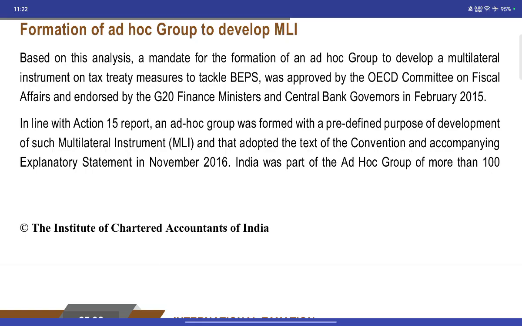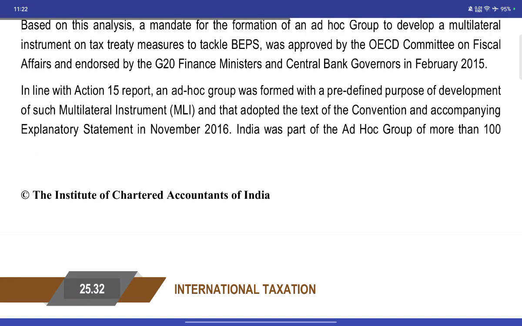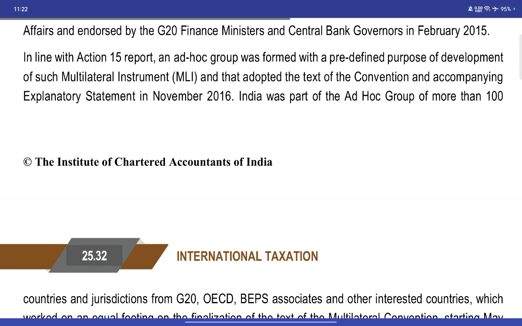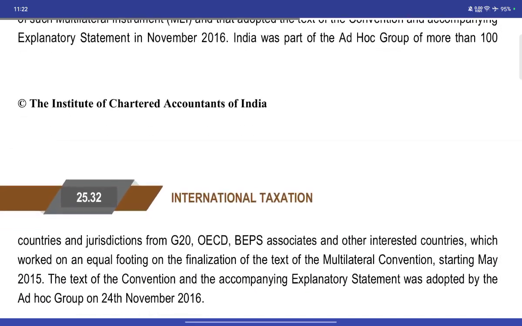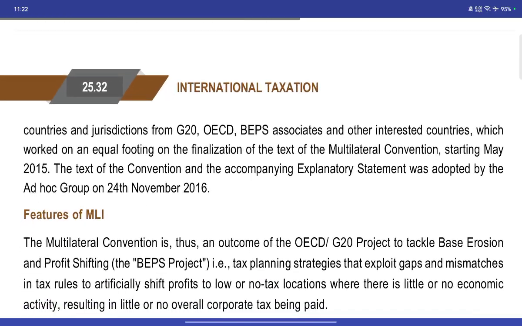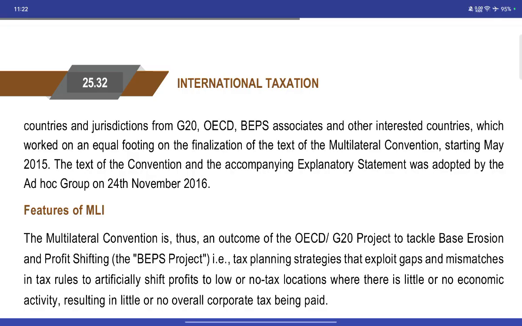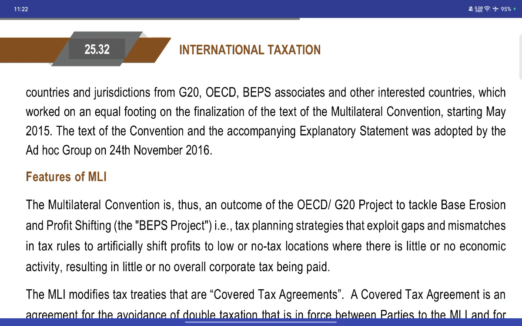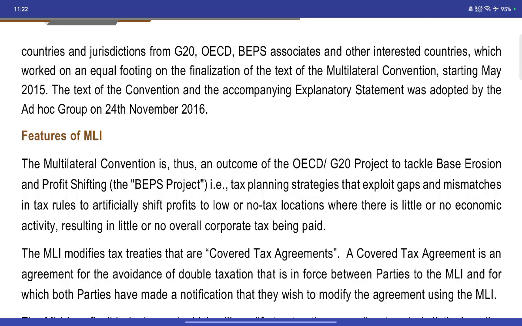In line with Action 15, an ad hoc group was formed with the predefined purpose of developing such a multilateral instrument, and it adopted the convention and accompanying explanatory statement in November 2016. India is a part of the ad hoc group of more than 100 countries and jurisdictions. G20, OECD and BEPS associated countries worked on an equal footing to finalize the text of the multilateral convention. Starting in May 2015, the text of the convention and accompanying explanatory statement was adopted by the ad hoc group on 24th November 2016.